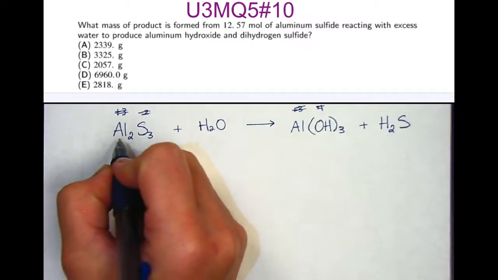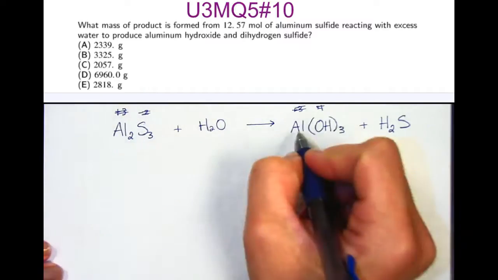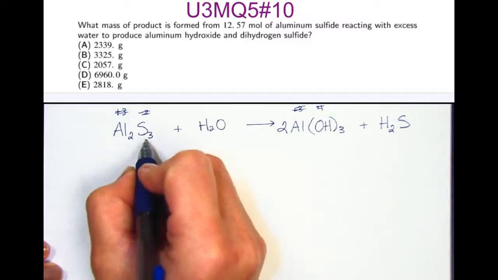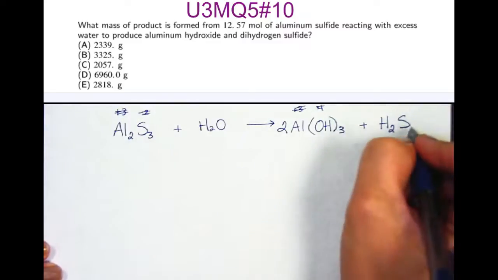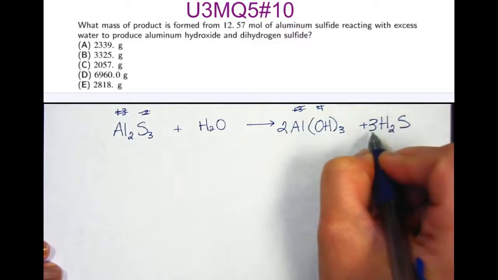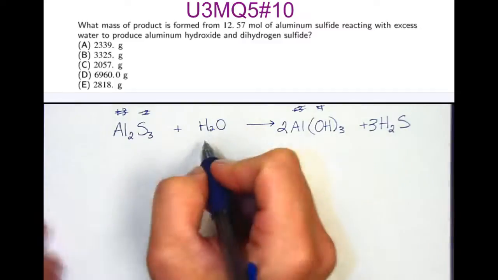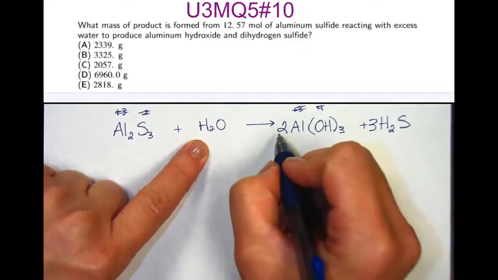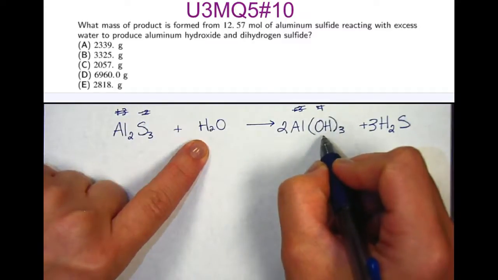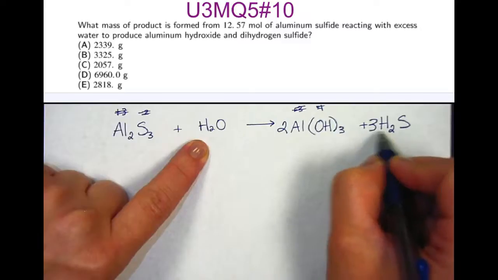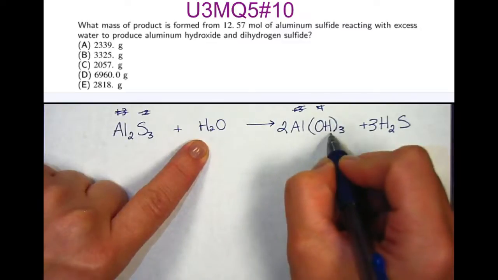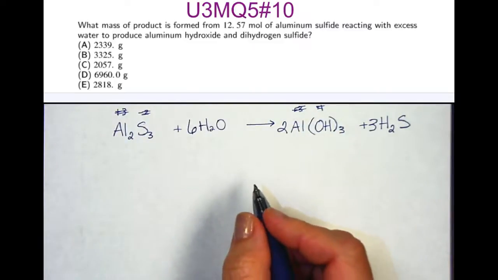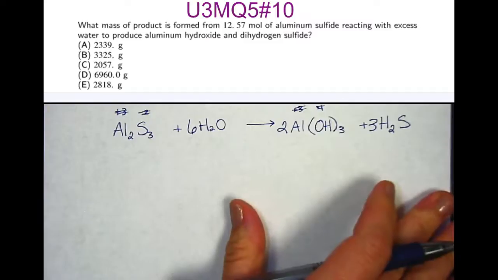There are 2 aluminums on the left, but only 1 aluminum on the right, so I'll put a coefficient of 2 here. There are 3 sulfurs on the left, and only 1 on the right, so I'll put a coefficient of 3 here. On the right there's 2 times 3 is 6 hydroxides and 6 hydrogens. 6 hydroxides and 6 hydrogens equals 6 waters. And that's a little trick you can always use when you're dealing with double replacement reactions.